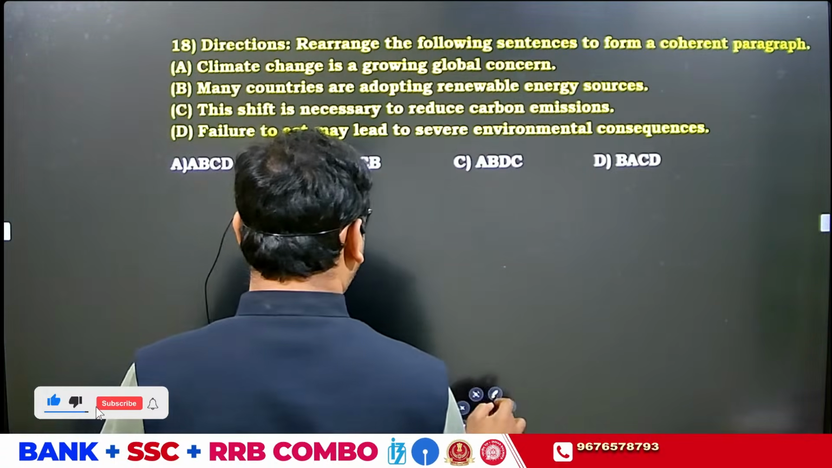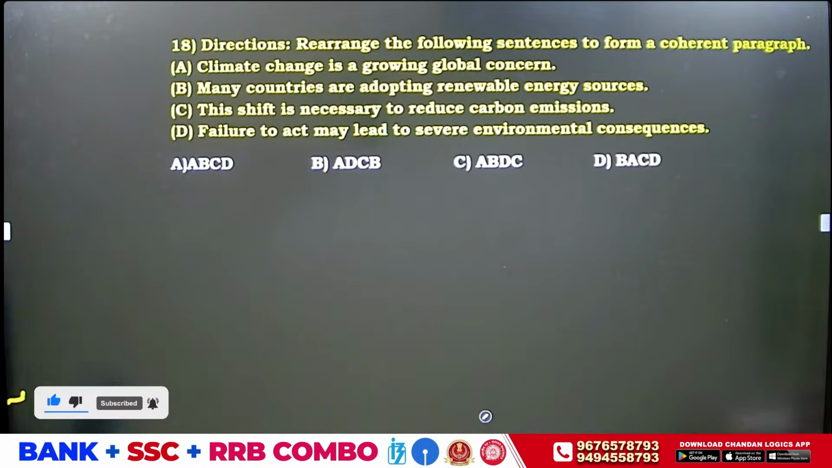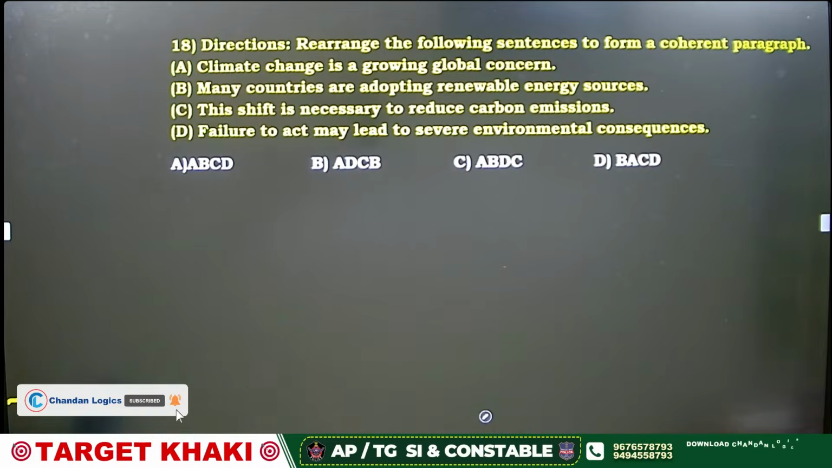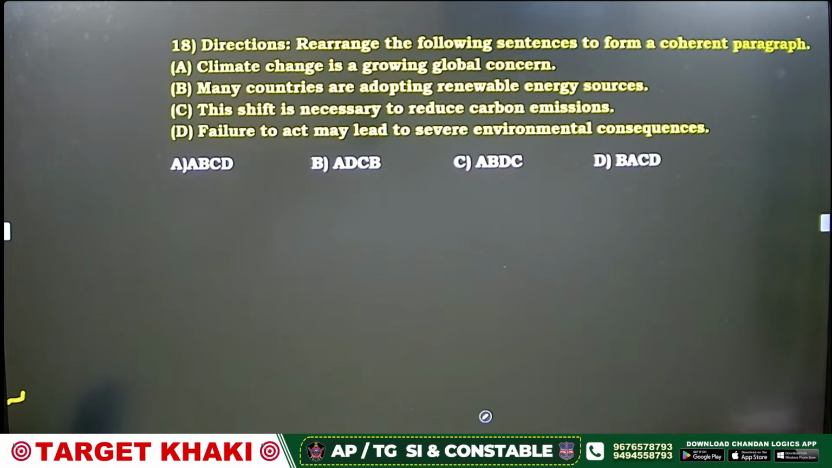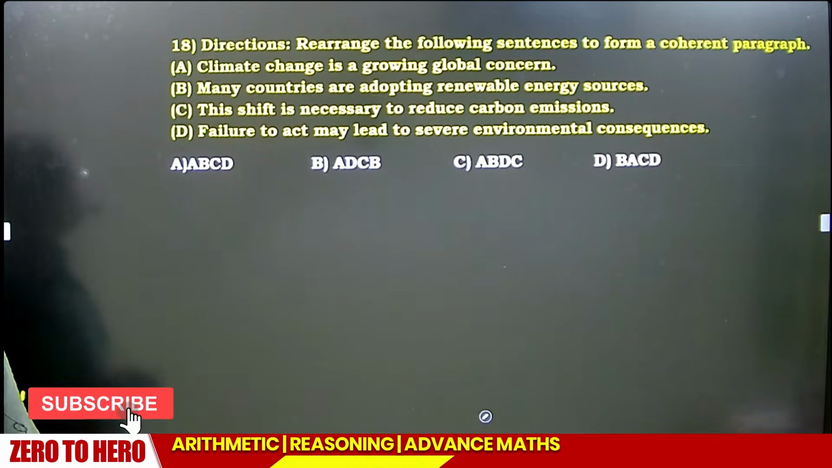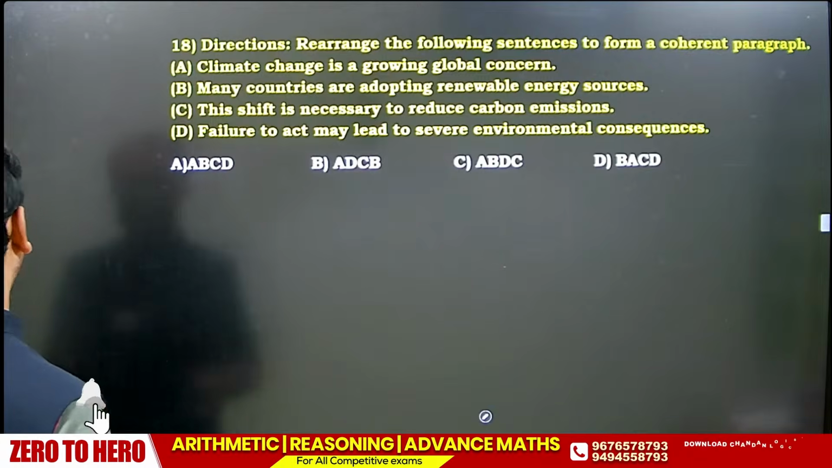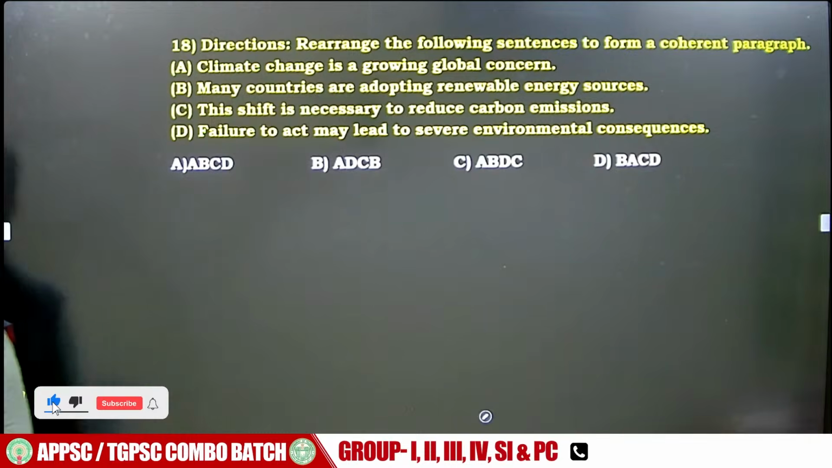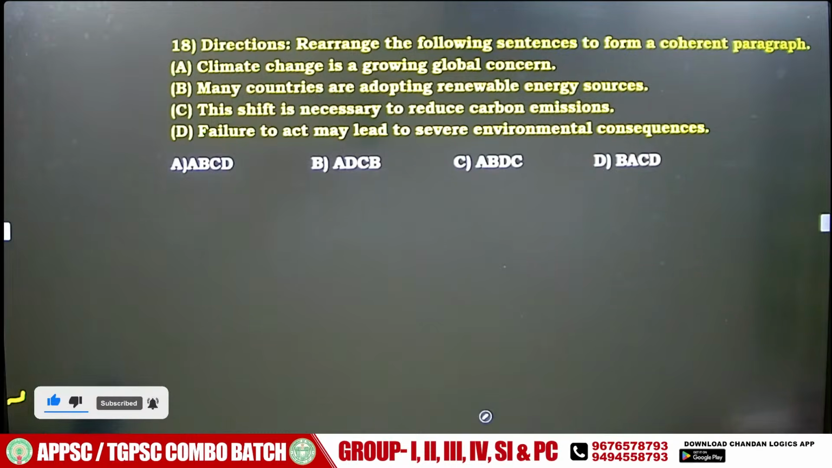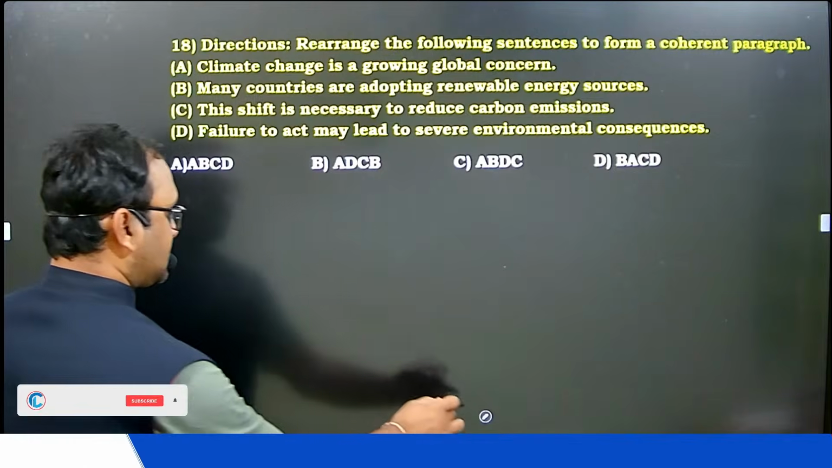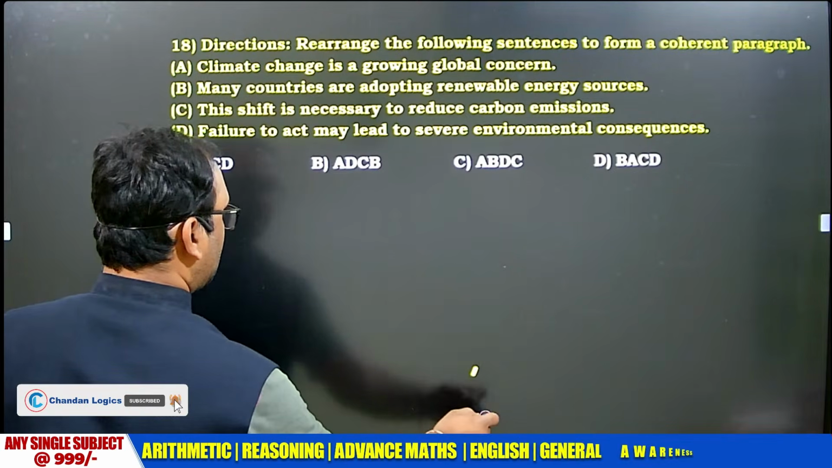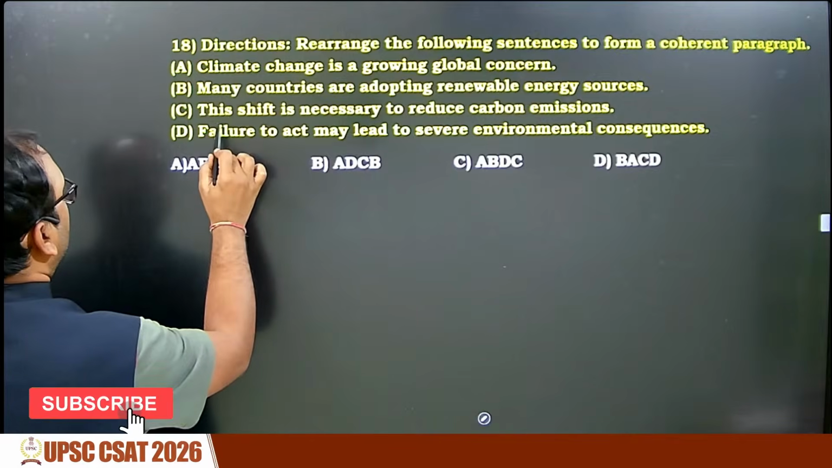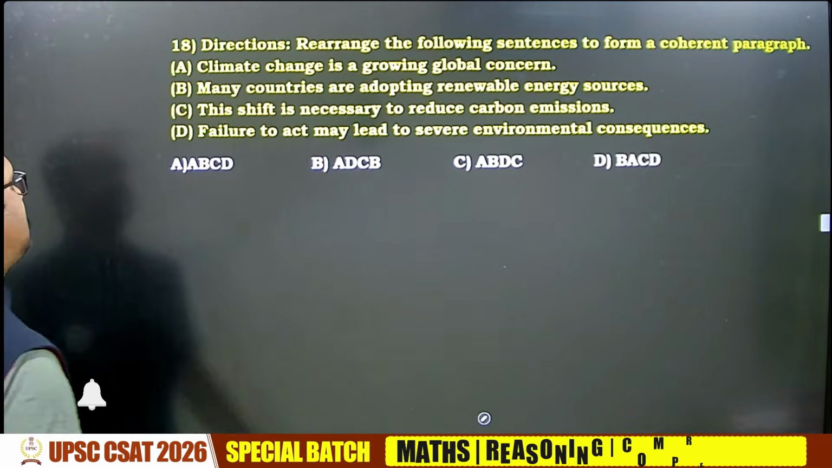Question number 18, can you try in a smart way? Guys, can you make it fast? I'm waiting for your answer. Yes, guys. Question number 18, I'm waiting for your answer. Ready with the answer? See, again the same technique I'll tell you.